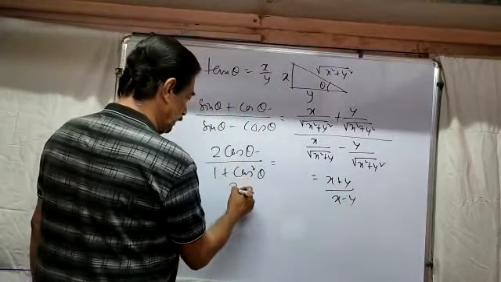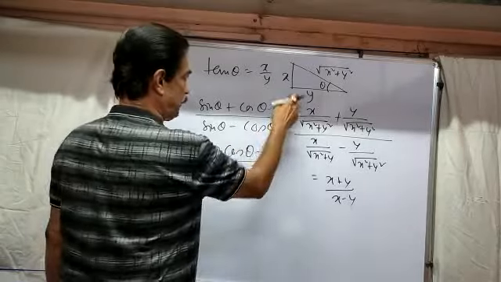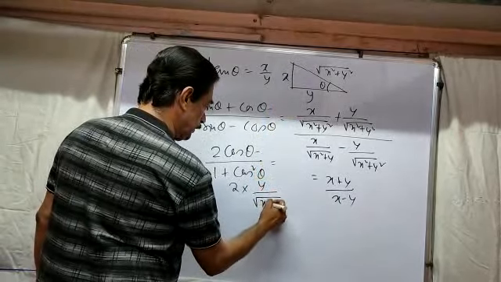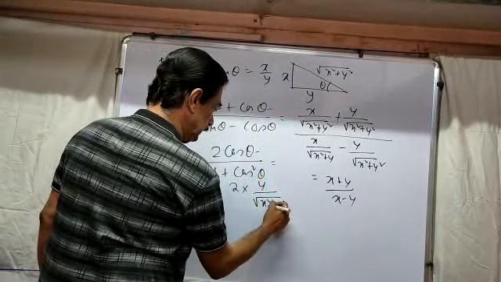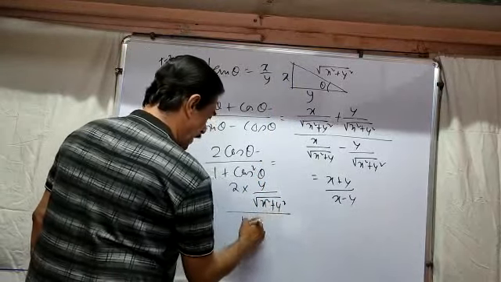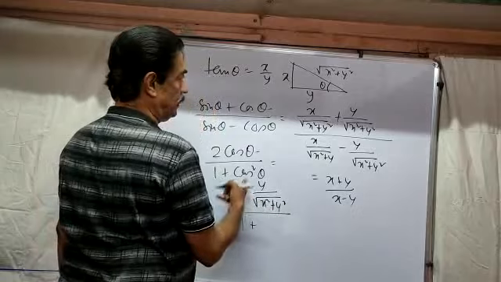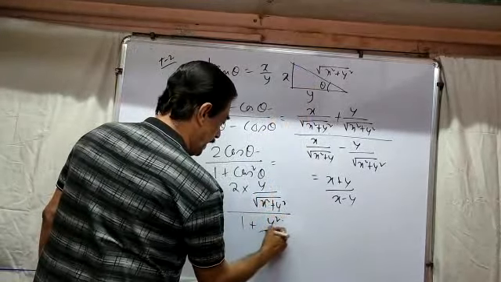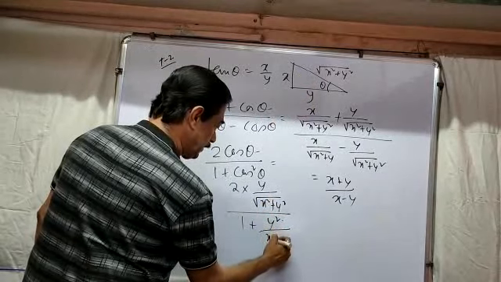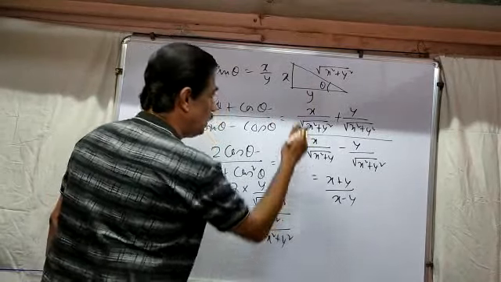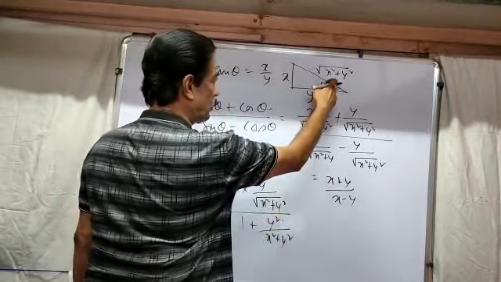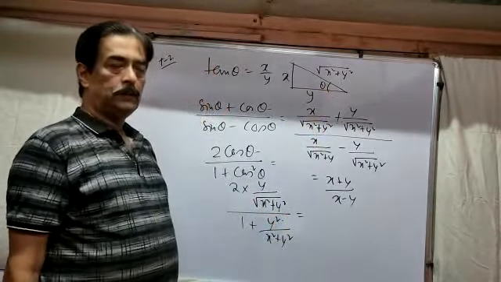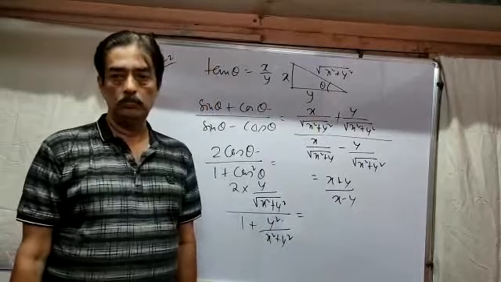Next part, 2 cos theta. Cos theta means base by hypotenuse, so y by root over of x square plus y square, by 1 plus cos square theta, base by hypotenuse whole square. So base square is y square and hypotenuse square is x square plus y square, because root over of x square plus y square whole square is equal to only x square plus y square. Now simplify it. This is your type number 2.